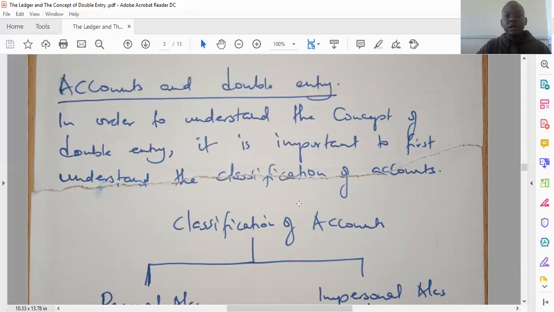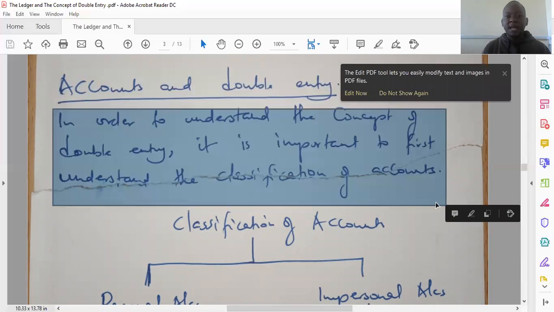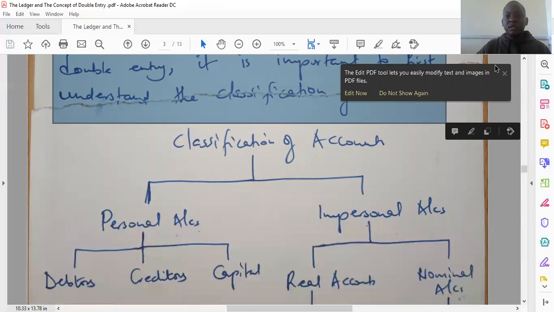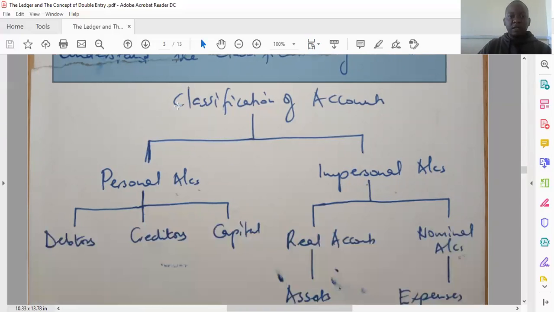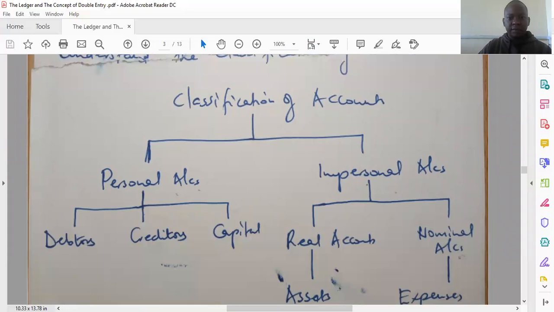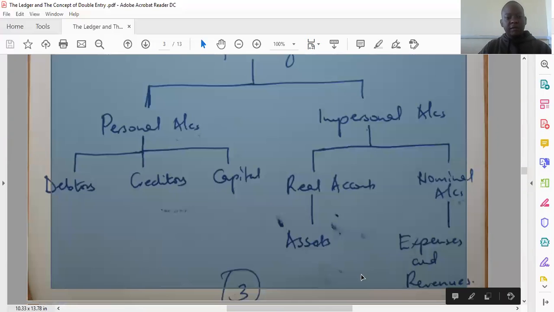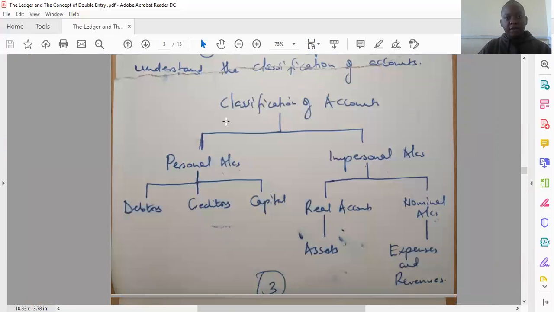So in order to understand the concept of double entry, it is important to first understand the classification of accounts. The classification of accounts is as follows. So we have this diagram of the classification of accounts.